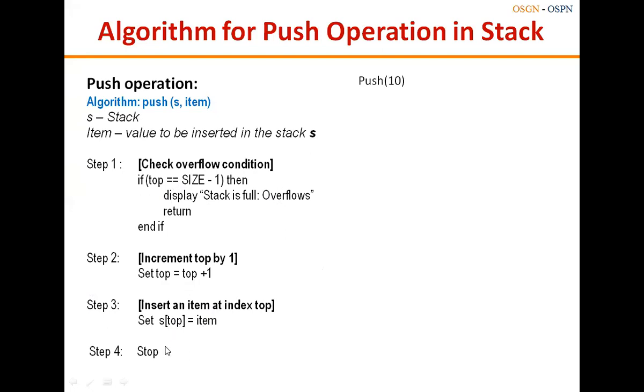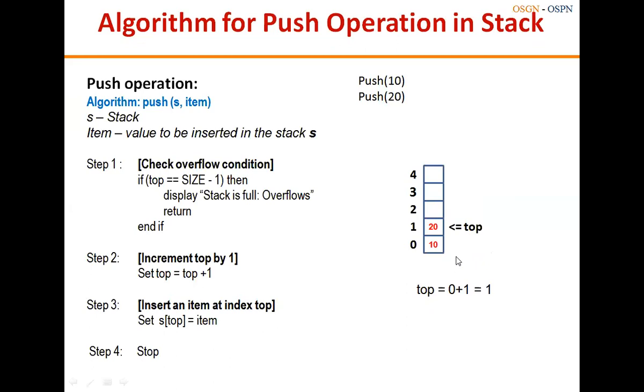Then stop. Here is an example: push 10. Initially the top value is minus 1, so you have to increment it by 1 before inserting. Top equals minus 1 plus 1 becomes 0. Top is pointing to this location, so insert there. Then suppose I want to insert 20. You increment top again by 1 and insert 20 here. Then push 30, it is inserted here. Then 40, and then 50 is inserted.